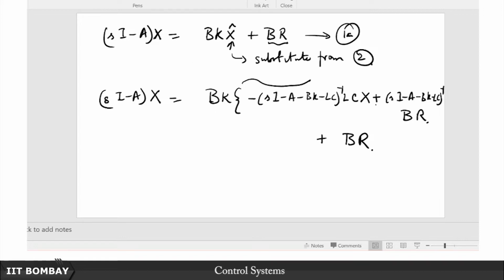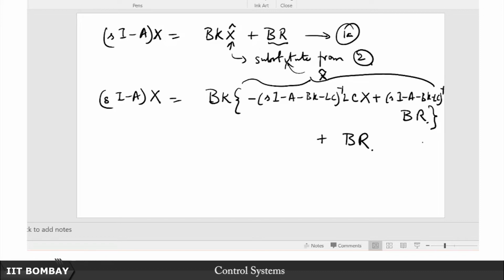So remember that this entire term within this brace bracket is nothing but x hat as I have substituted from here. So if this is x hat, now I can get this expression only in terms of x and r. So the idea is I want to see the transfer function from r to x. Once I have seen that, getting from x to y is nothing but multiplying by C, because I am not doing anything to the output. So I want to ensure that this is indeed not dependent on this observer that I have added.